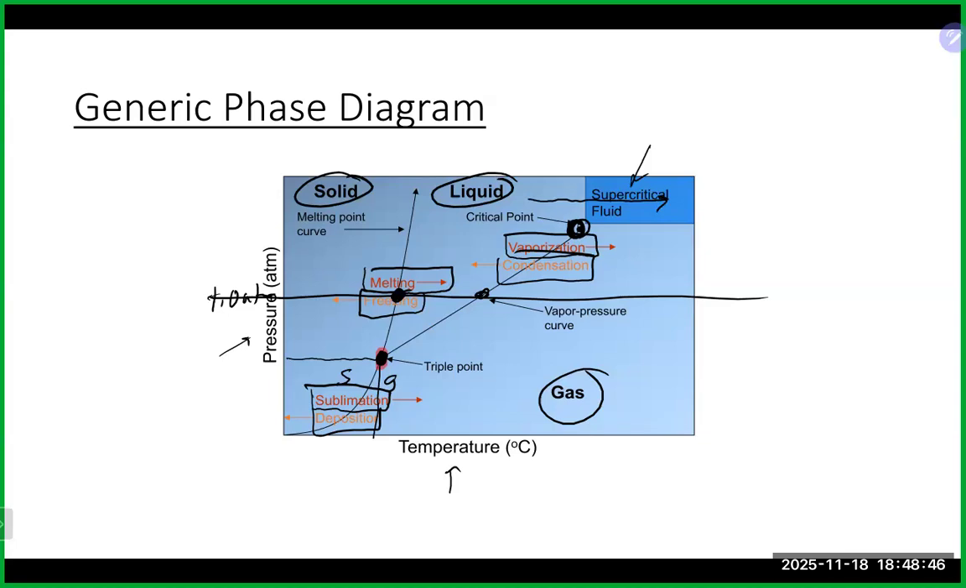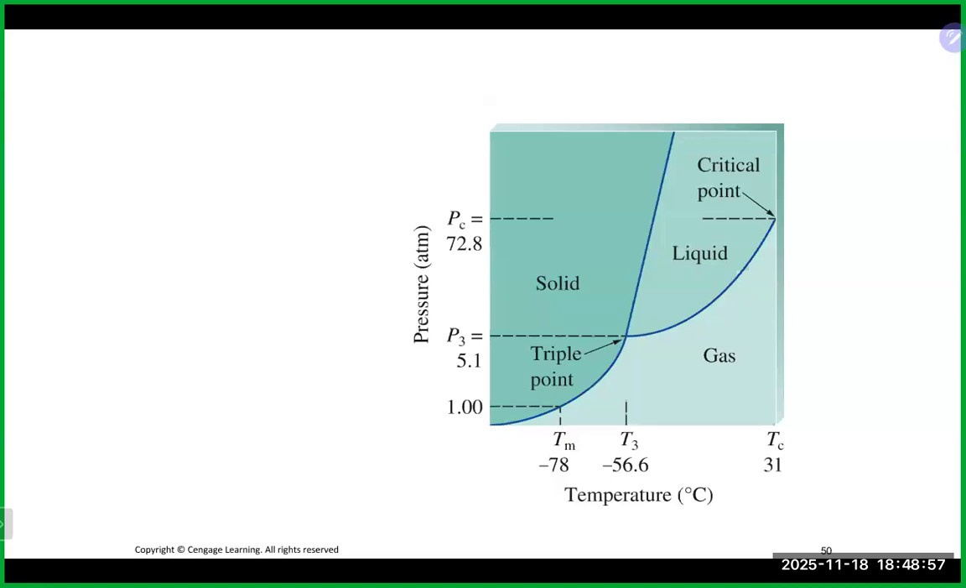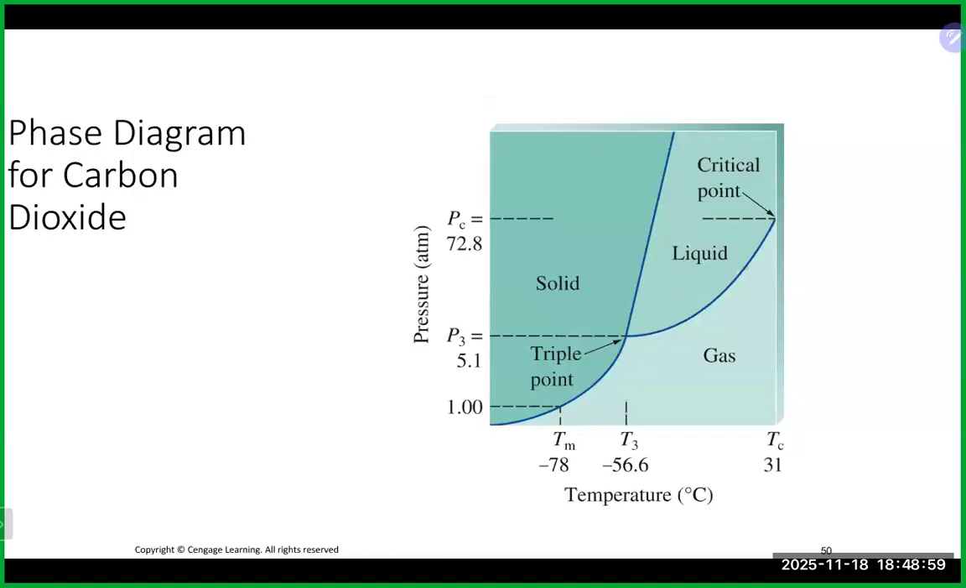Any questions on that? So obviously, you do need to know where all those phases are, where melting, boiling, freezing, all those things are, triple point, critical pressure, where the supercritical fluid is. If we take a look at one here, this is actually carbon dioxide or dry ice. And we see our solid, liquid, and gas. This is our triple point right here. So that is the pressure-temperature combination, again, that would be needed for us to see all three phases.